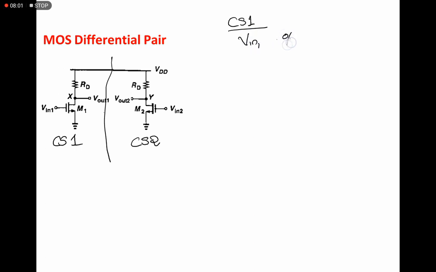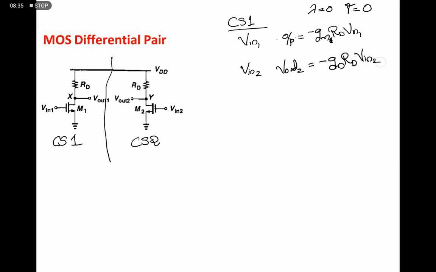The output will be, if we are neglecting channel length modulation, lambda equal to 0, and body effect, gamma equal to 0, then the output we can write as minus gm1 into rd into V in 1, and here I am assuming both transistors having same transconductance. Then for V in 2, output V02 is minus gm rd into V in 2.